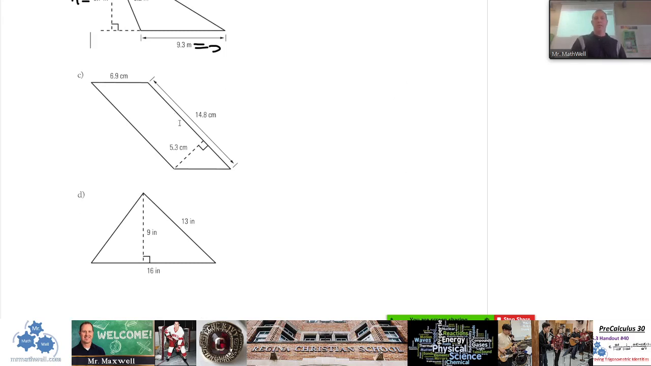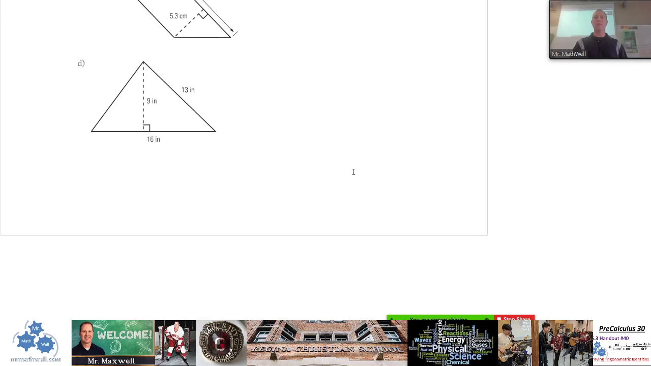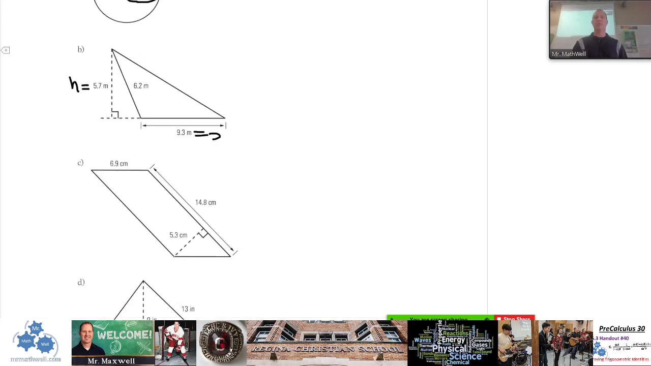This would be the base, 14.8 would be the base of this parallelogram, and 5.3 would be the height. Remember, the base and the height have to make a 90-degree angle. And here the base is 16 while the height is 9, making a 90-degree angle, those two. Base and height always have to make a 90-degree angle. Any questions on those first two pages?